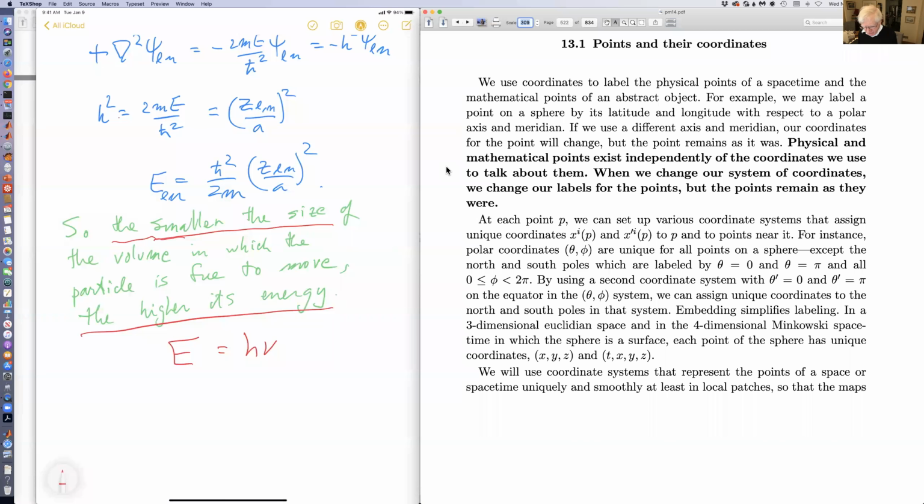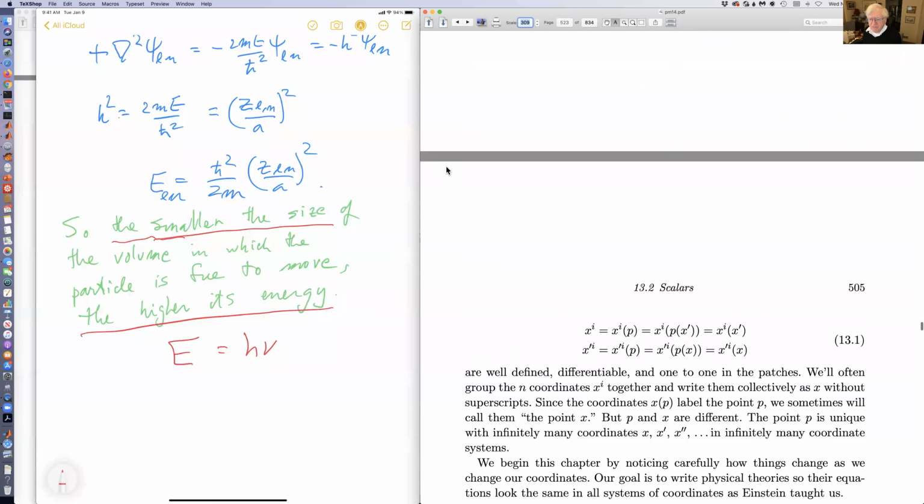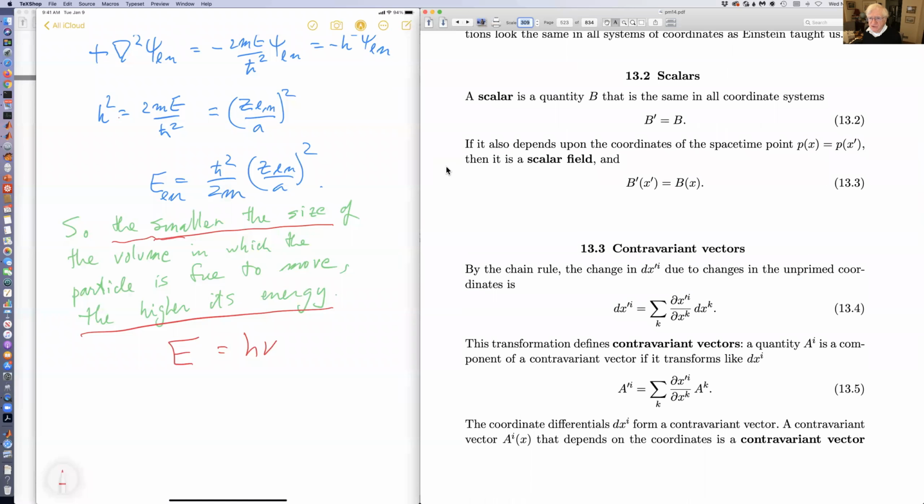So we should be able to change from one coordinate system to another, and if we do so, our equations should look roughly the same. All right, so I'm not going to go through this in super detail. Let me just make a few definitions now.